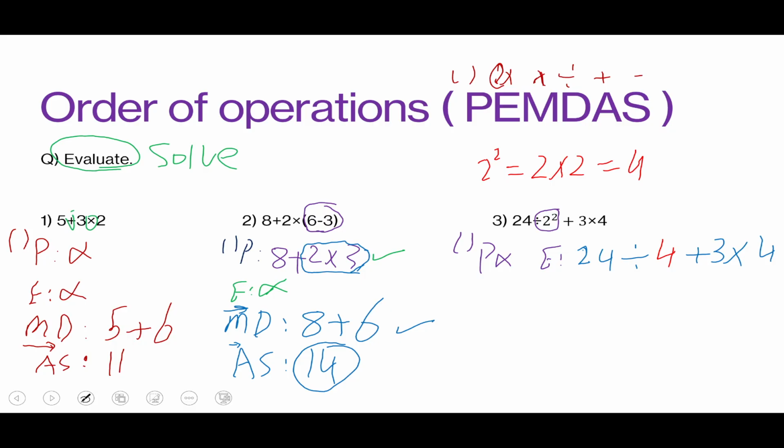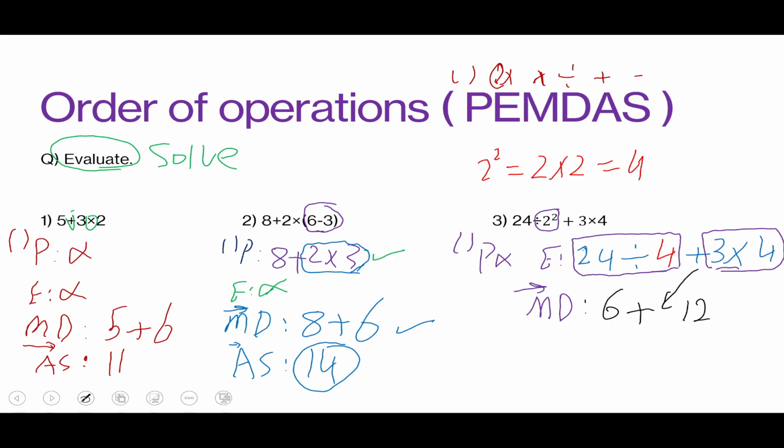multiplication and division from left to right. We are in this step. So in here there is division. Division comes first in this part: 24 divided by 4. And the second one there is multiplication. Do the division first, then multiplication. So write 24 divided by 4, it's 6, plus this one, rewrite it, 3 times 4, it is 12.